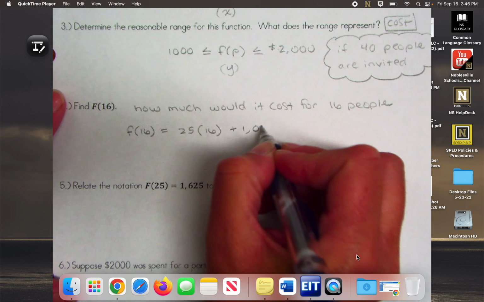Okay, so if the function of 25 equals 1,625, what does that mean in the context of the problem? What does that actually mean? Nate? 27 people invited to the party. How many? Not 27. My bad. 25 people were invited to the party. There you go. That's good.